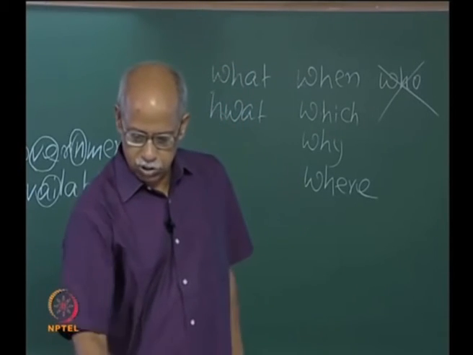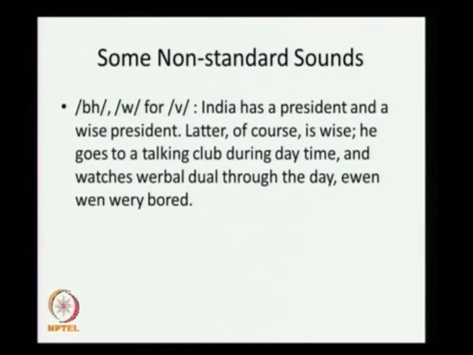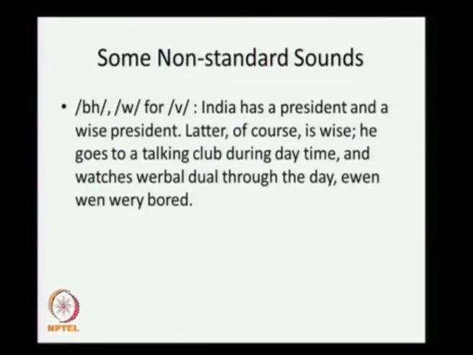Okay, please continue reading this sentence. Latter, of course, is wise. Come again, please. Latter, of course, is wise. He goes to a talking club during daytime and watches verbal duel through the day, even when very bored. Even when very bored. Okay. Right.